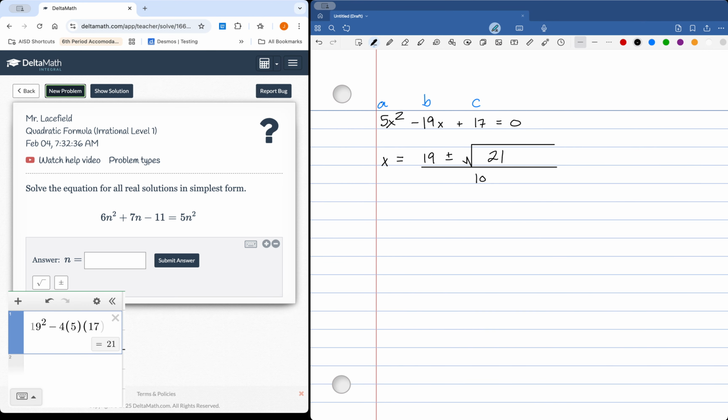Okay, we'll do one more. Let's see what we get. Okay, so we'll clear these out, and we'll try another one.